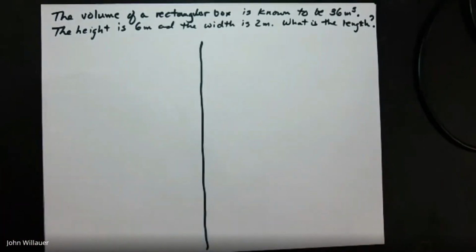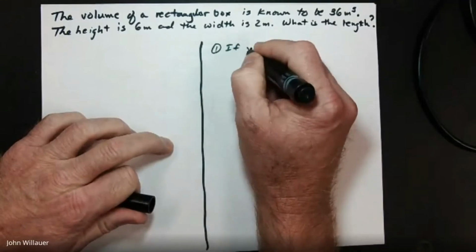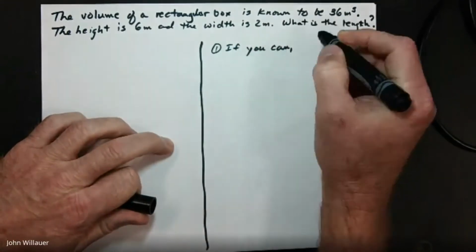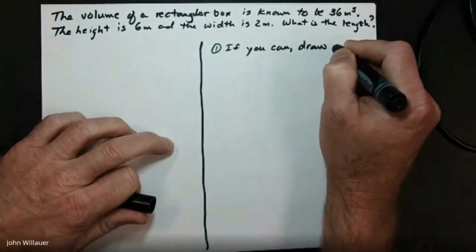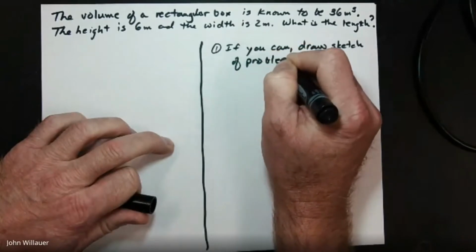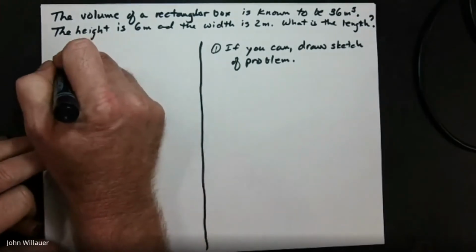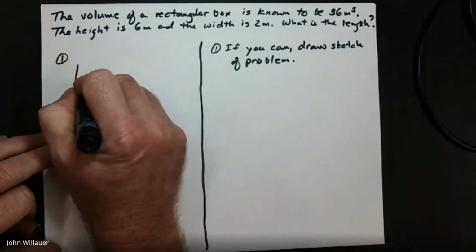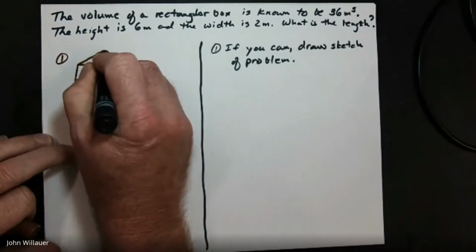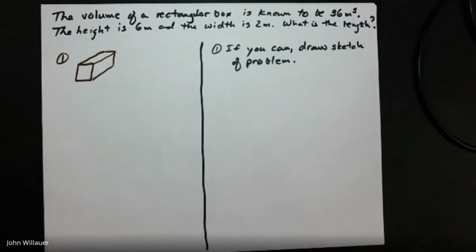So first thing we want to do when we're doing this type of thing is, we'll say 1 here, if you can, draw a sketch of the problem. That would be the first thing you'd want to do when you're working on these. Sometimes it's easy to draw the sketch, other times it's a little bit more difficult. So this one's pretty easy. We just have some sort of rectangular box, and it looks like this. So that's what I'm looking at. Always drawing a sketch, really going to help you out.